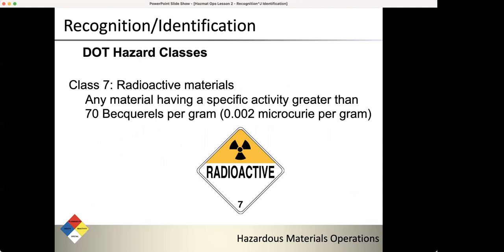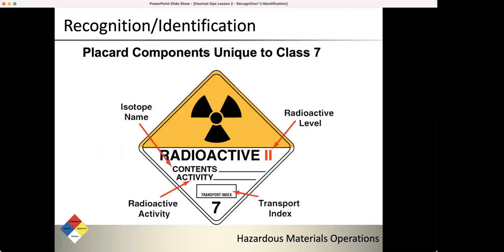Class 7 is radioactive. It's going to have the radiation trefoil on it, yellow over white. And there's a couple of radioactivity levels: 1, 2, and 3, with 3 being the worst. Remember, Radioactive 3 has to be placarded in any amount. The radioactive placard is a little special. It has some additional information on it. It should tell you what the material is and what its normal radioactive levels are.